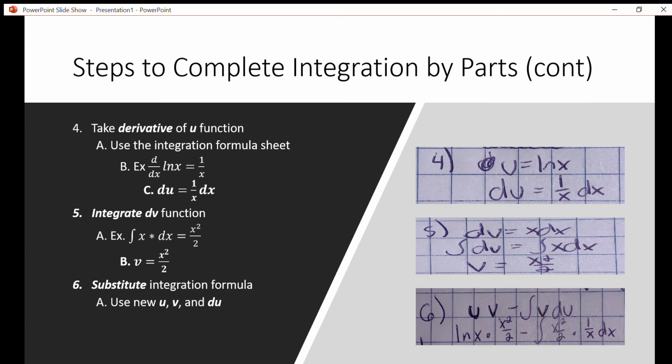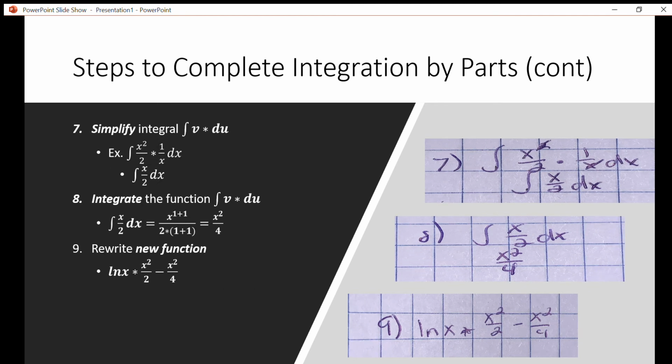The last step on this slide is we need to substitute our u, v, and du functions, because if we look at the formula we had at the beginning, we had u times v minus the integral of v du. So those are the 3 pieces that we need. So now we can substitute. We substitute the u that we have as ln of x, ln of x times v, which is x squared over 2, minus the integral of x squared over 2 times 1 over x dx.